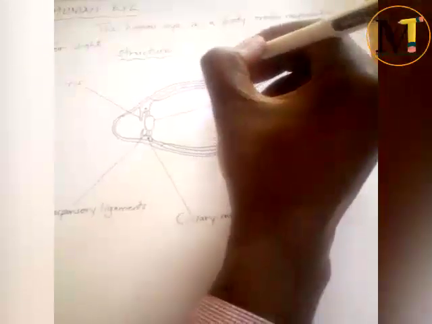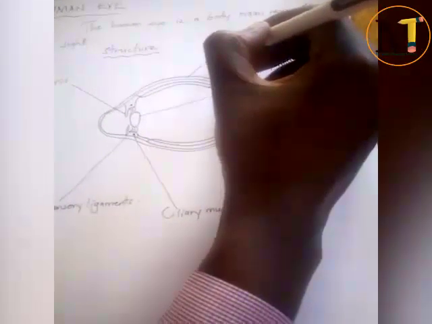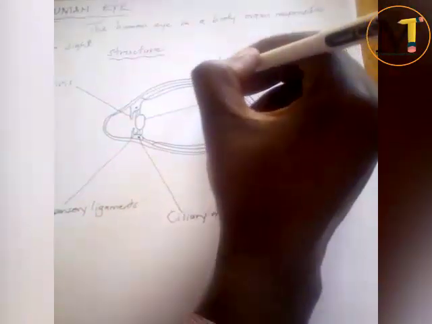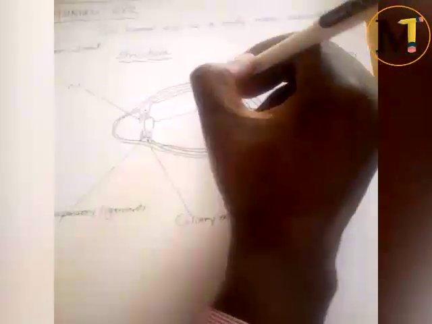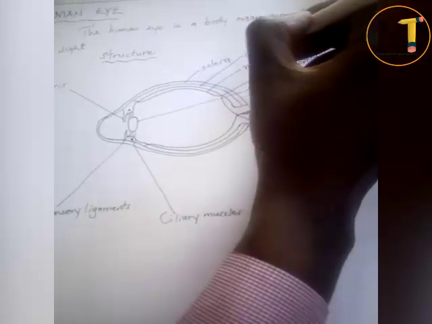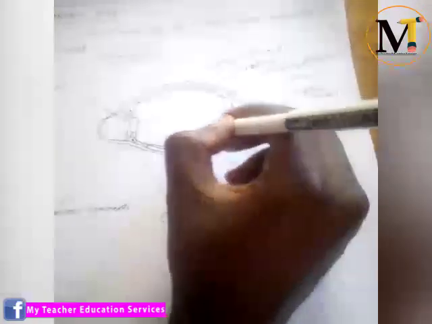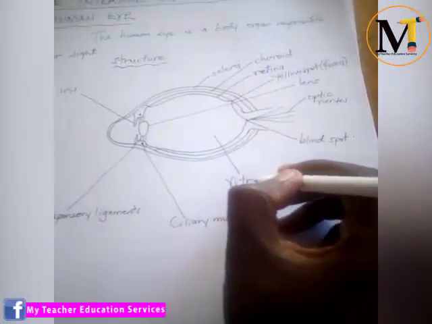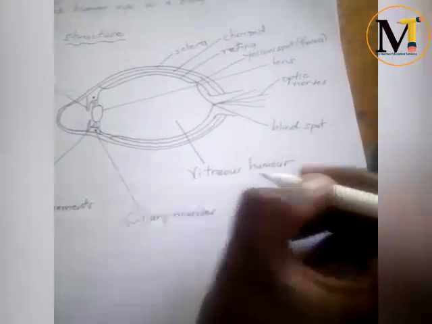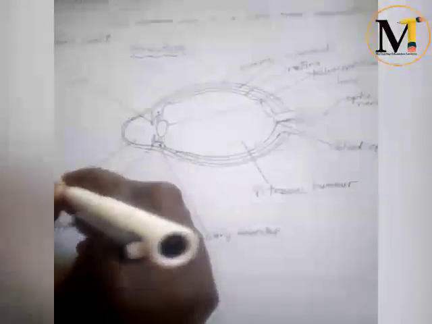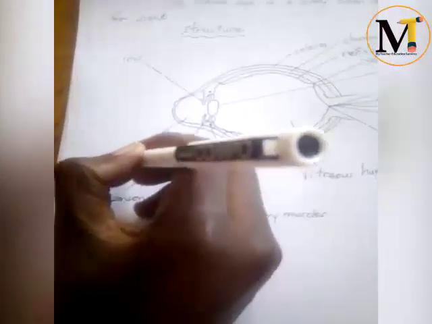We have a part here known as the sclera. From the sclera, we have another part known as the choroid. Inside here there is a liquid known as the vitreous humor. That is another part of the internal structure of the human eye. Inside here, we have another one known as the aqueous humor.